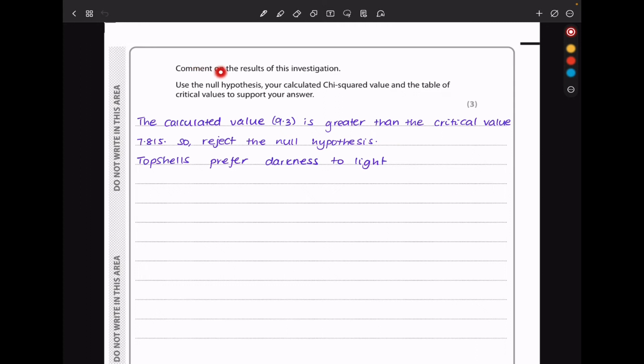So next they say comment on the results of this investigation. Remember, our calculated value was 9.3. And the critical value from the table is 7.815, so we can reject the null hypothesis. And this shows that these topshells have a preference, because remember, the null hypothesis said they have no preference. So this shows that the topshells have a preference and they prefer darkness to light, because we saw there were more that went to the dark side in comparison to the light.